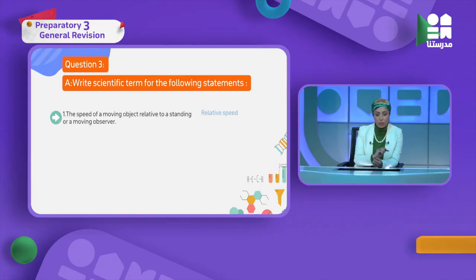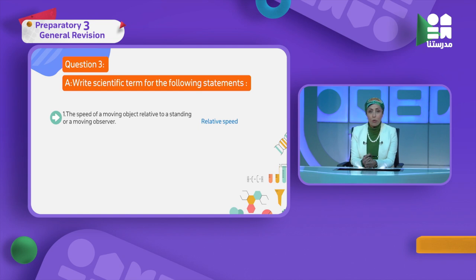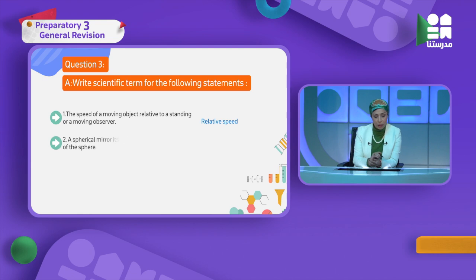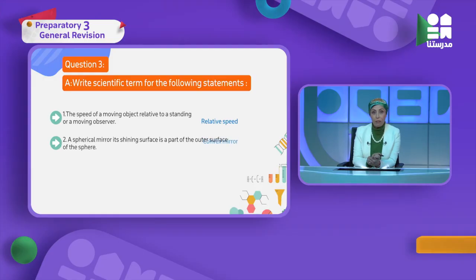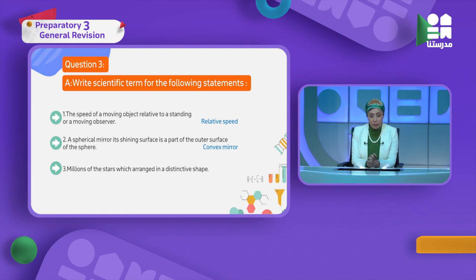Another kind of question is the right scientific term. The speed of a moving object relative to a standing or moving observer. Here it is very easy, I found the words relative to, so which type of speed is it? It's a relative speed. The answer is relative speed. A spherical mirror whose shining surface is a part of the outer surface of the sphere. We all know the outer surface, so which one? It's the convex mirror. Millions of stars arranged in distinctive shapes. So the answer is what? It is the galaxy.